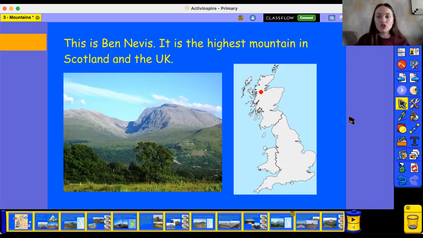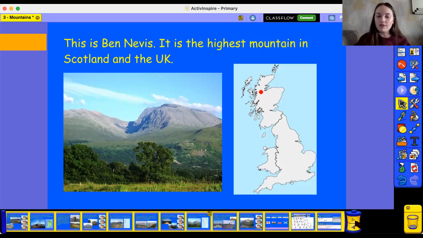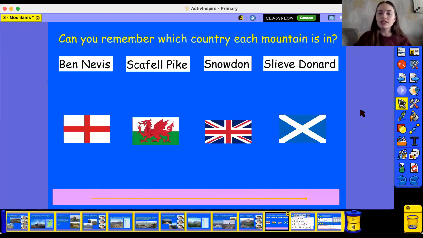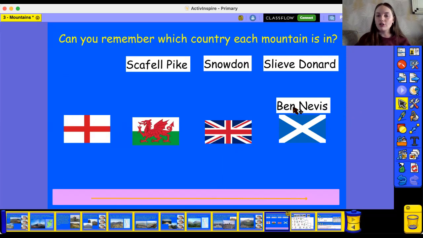Fantastic. It's been a bit of a tricky lesson today because we've got lots of information to try to remember. So let's have a recap and see if we can remember which country each mountain is in. Where is Ben Nevis? Is it England, Wales, Northern Ireland, or Scotland? Where is Ben Nevis? Can you remember? Fantastic. Ben Nevis is in Scotland. Well done if you remembered that.